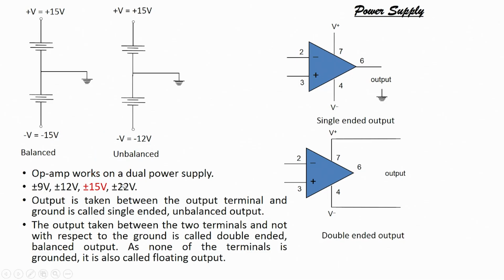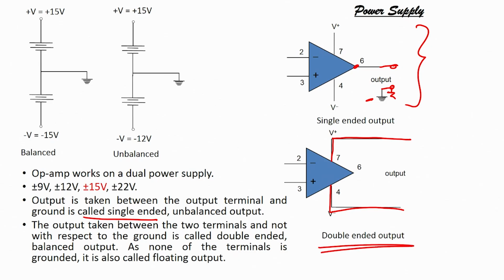Now, the output taken between the output terminal and ground is called single ended output. So, if the output is taken like this, which we already know, between the output terminal and the ground, then it is single ended output. But sometimes we take the output from 7 and from 4. Okay. That is called double ended output.